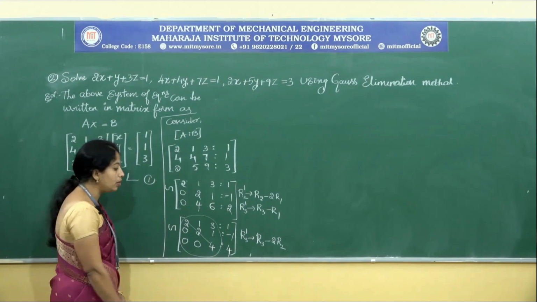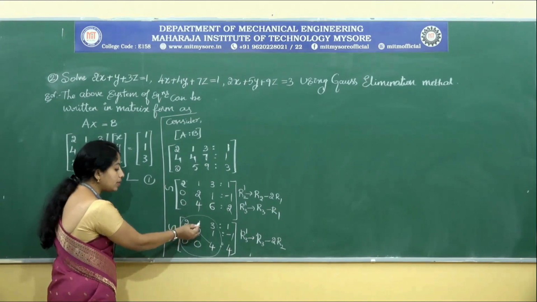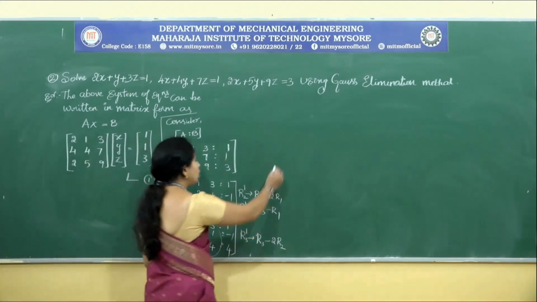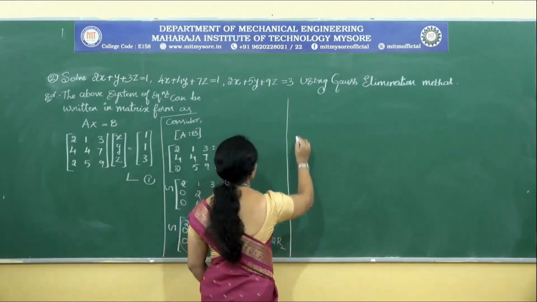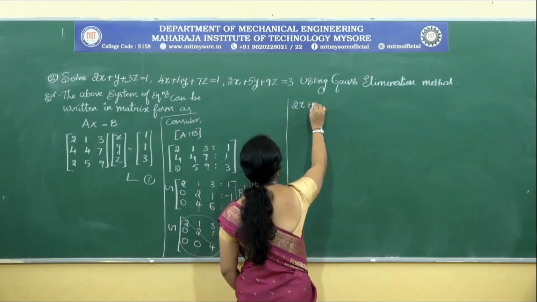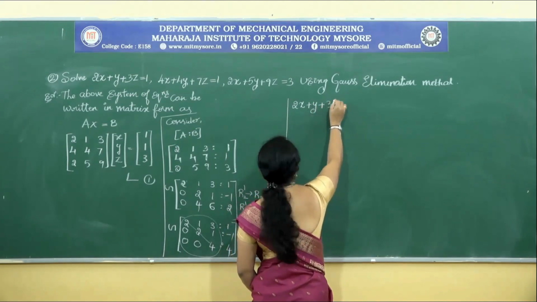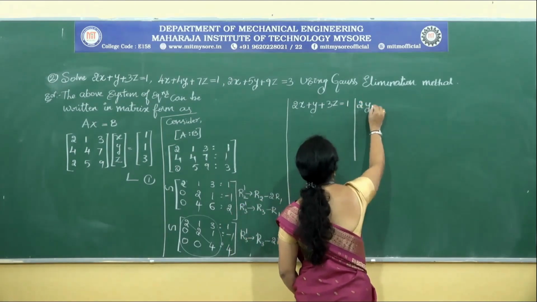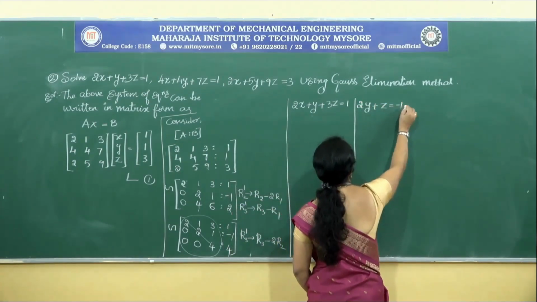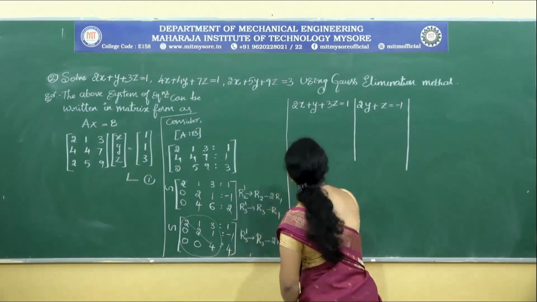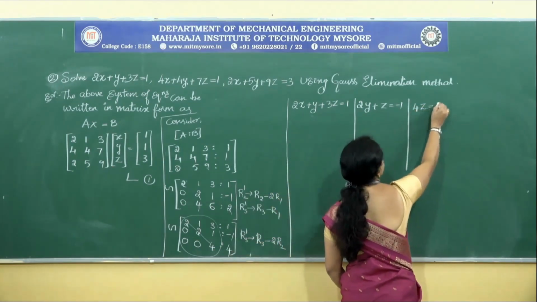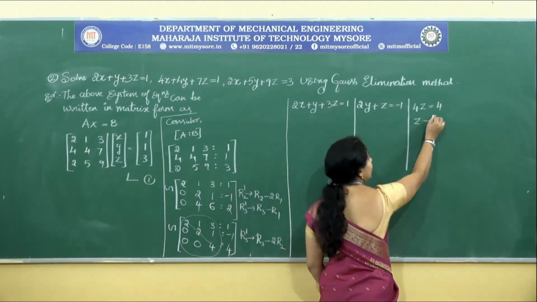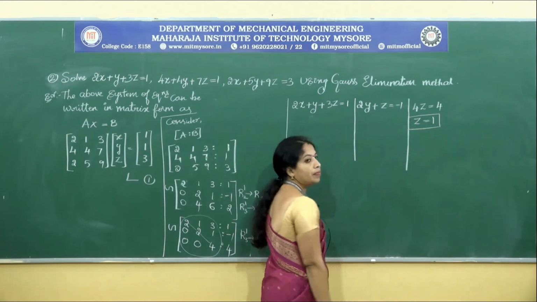Now to get the required solution, multiply this term by x, this term by y, this term by z, equate that to a constant matrix. Now you will get 2x plus y plus 3z equals 1. See the next one, 2y plus z equals minus 1. The last one is 4 times z equals 4. 4z equals 4 means you will get the value of z as 1.